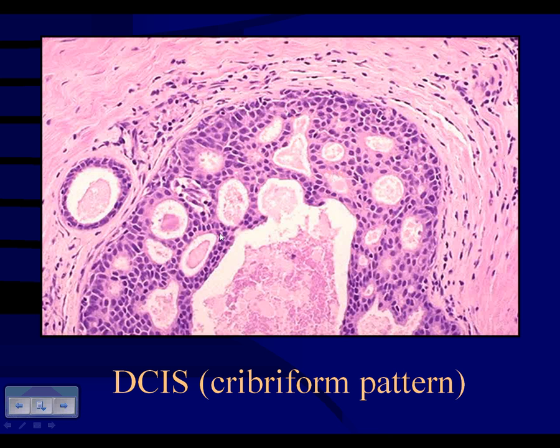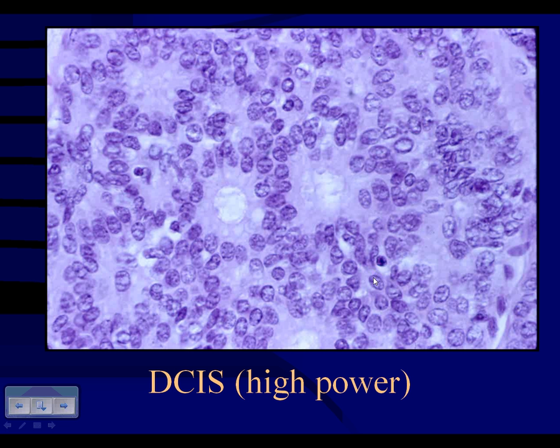And you've got all these tiny little spaces throughout this proliferation. And these are neoplastic ductal cells throughout. Here it is on higher power. Again, very monotonous appearing ductal cells, but very bland. But you can still see atypia, as in nuclear enlargement, nuclear grooves. You know, it's subtle, but there's definitely nuclear atypia there.